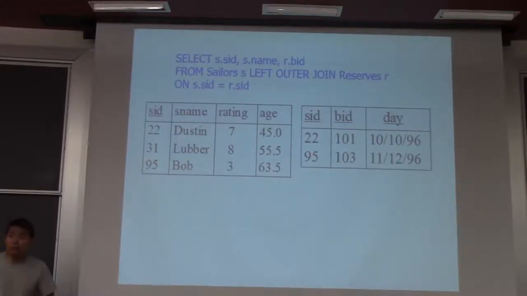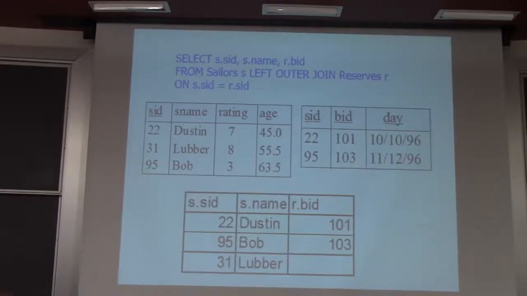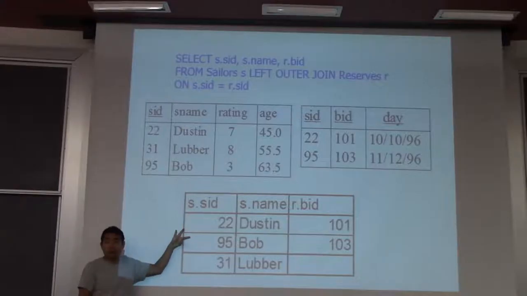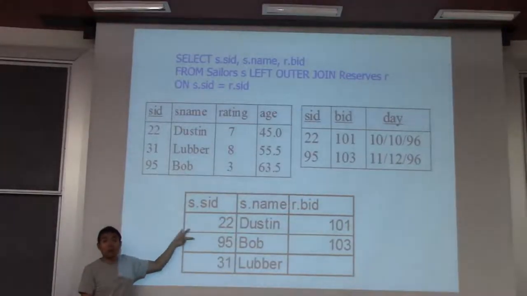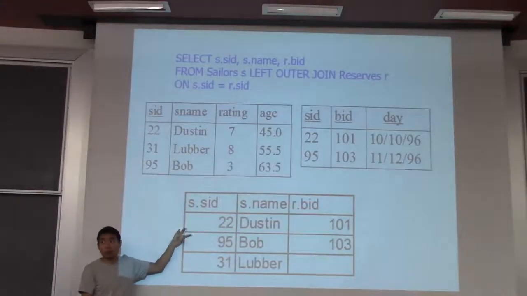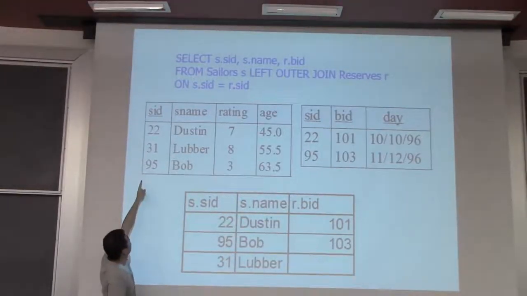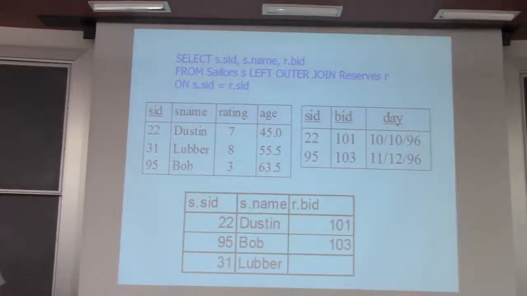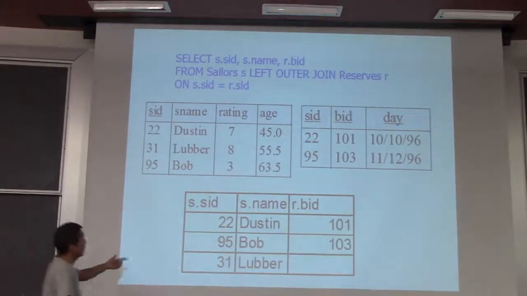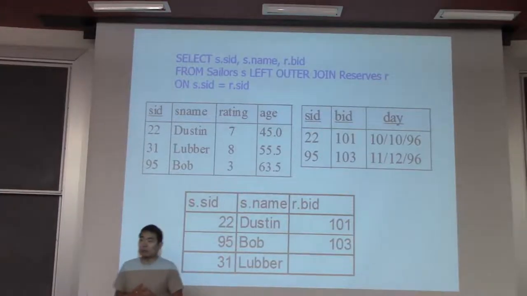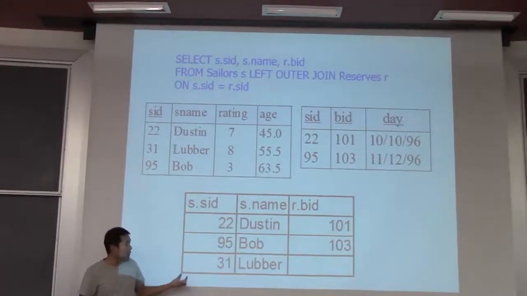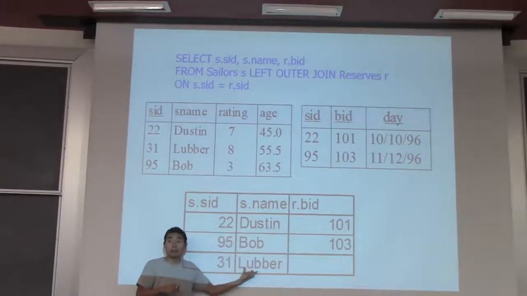So using the same instances as the input, what will be the output in this case? Well, clearly we still have the two records from inner join, right? Those will satisfy my join condition, so they will be in the output. What about the additional sailor you have, the sailor ID 31? This guy hasn't reserved any boat yet. So in the inner join example, this sailor will not show up in the final output. But since we're doing a left outer join, this sailor will end up in the final result.